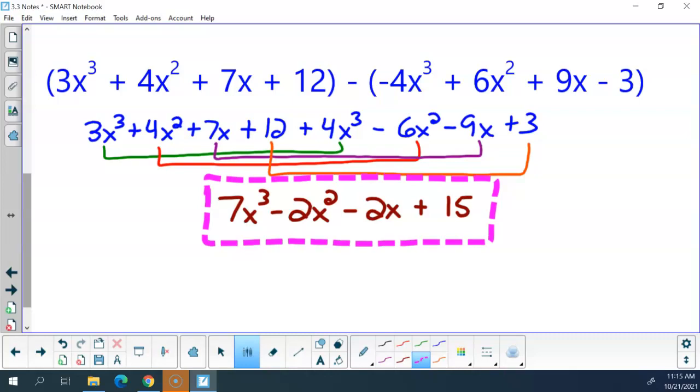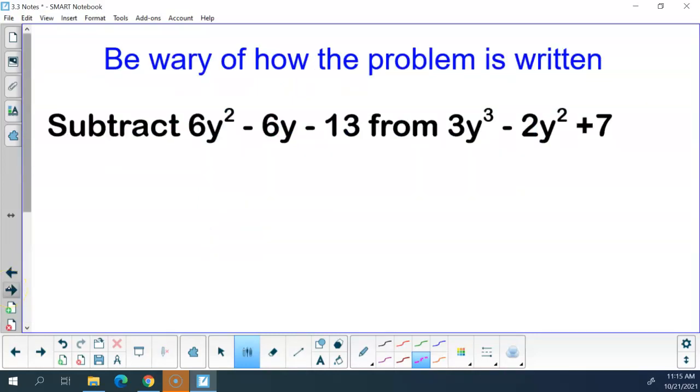So that's adding and subtracting. When we are subtracting, we have to be cautious of how the problem is written also. Okay? So try this one once. I want to see what you come up with when you do this one.